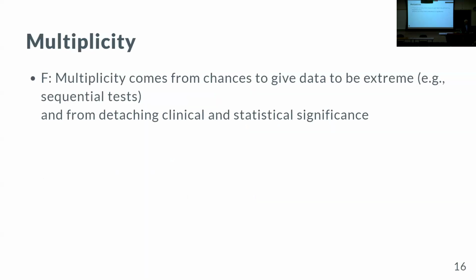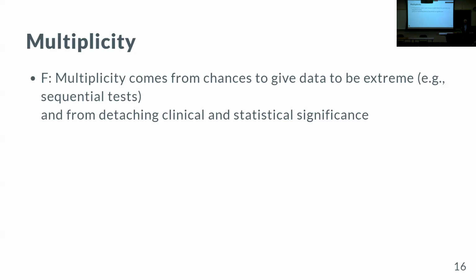What about multiplicity? What's the source of multiplicity? It has two sources. It comes from chances you give data to be extreme. So if you do sequential looks with 10 looks, you're going to have a higher chance that at one of those looks the data will be more extreme, like the difference in means. And it also comes from detaching clinical and statistical significance. In other words, it comes from testing null hypotheses instead of testing against something that's not zero.